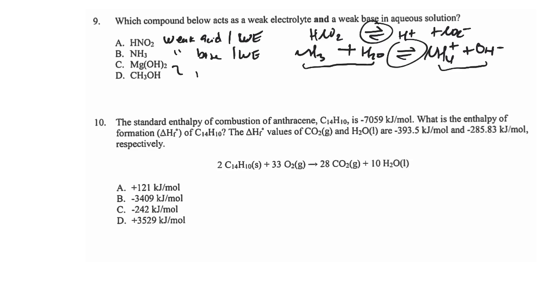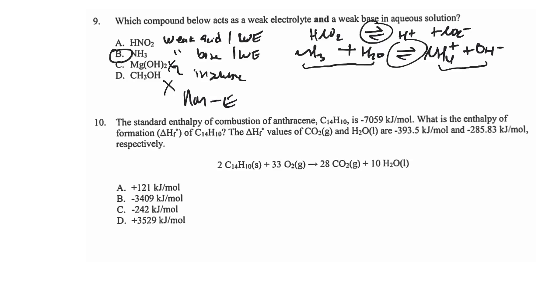Magnesium hydroxide is just insoluble, so we don't get any hydroxide ions for that one. And then methanol doesn't release any hydroxide ions. It's neither an acid nor a base. It's a non-electrolyte. So non-electrolytes aren't producing hydroxide ions in solution. So the best answer here for the weak electrolyte, weak base would be the basic ammonia molecule.